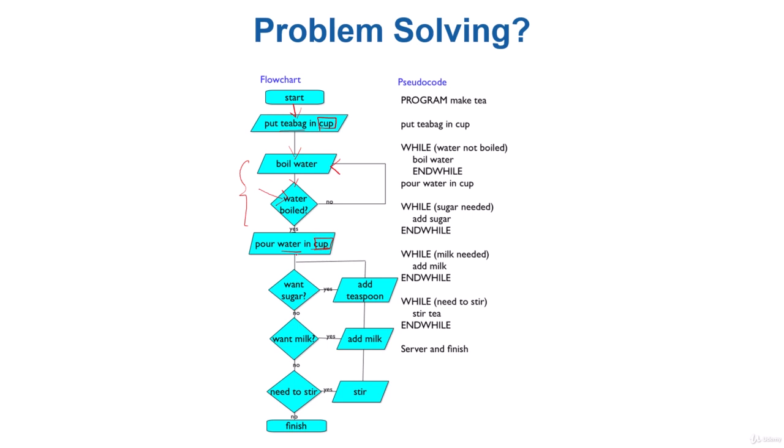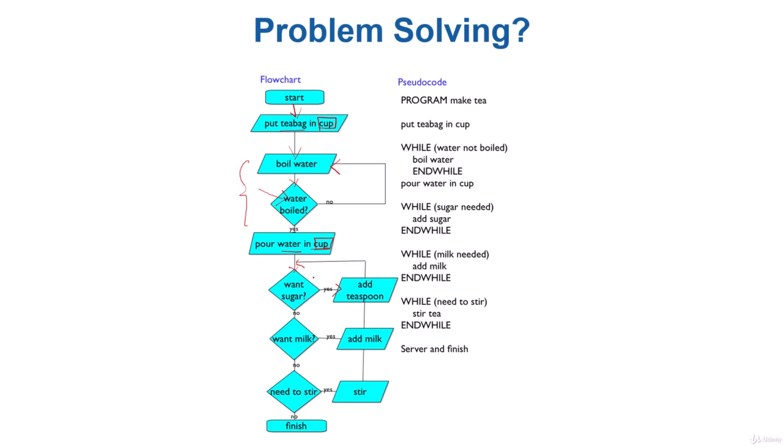Okay, then after we have water in a cup and a tea bag in a cup, what should we do next? We first test: want sugar, or need more sugar? If yes, then add sugar. So let's apply some arrows. If yes, add sugar, and then again ask, do you need more sugar? Want sugar now? Yes, add sugar. Want sugar? Yes, add sugar. That is again a loop.